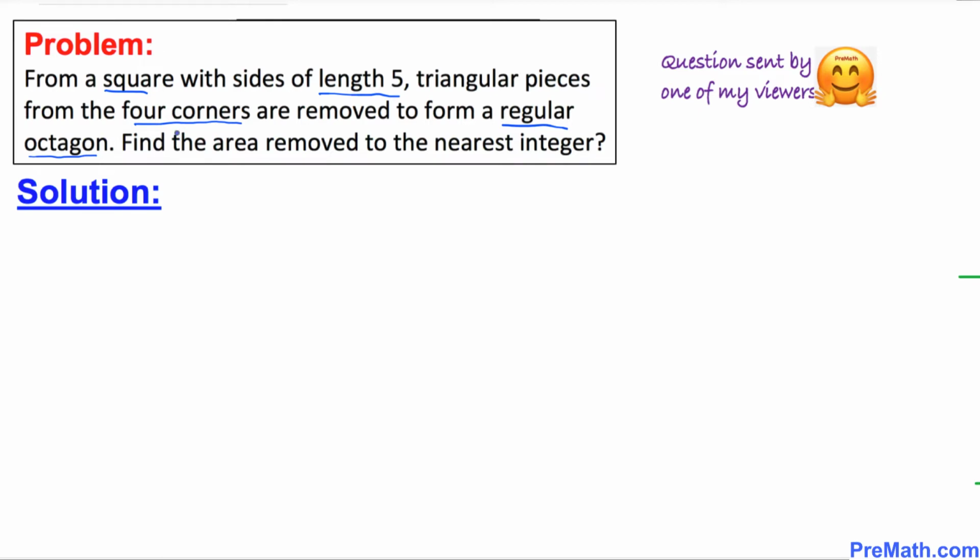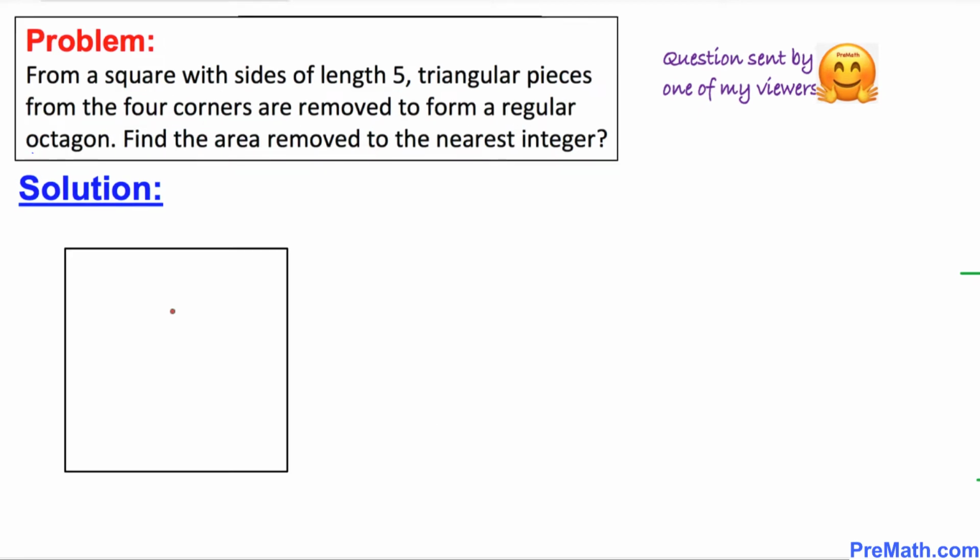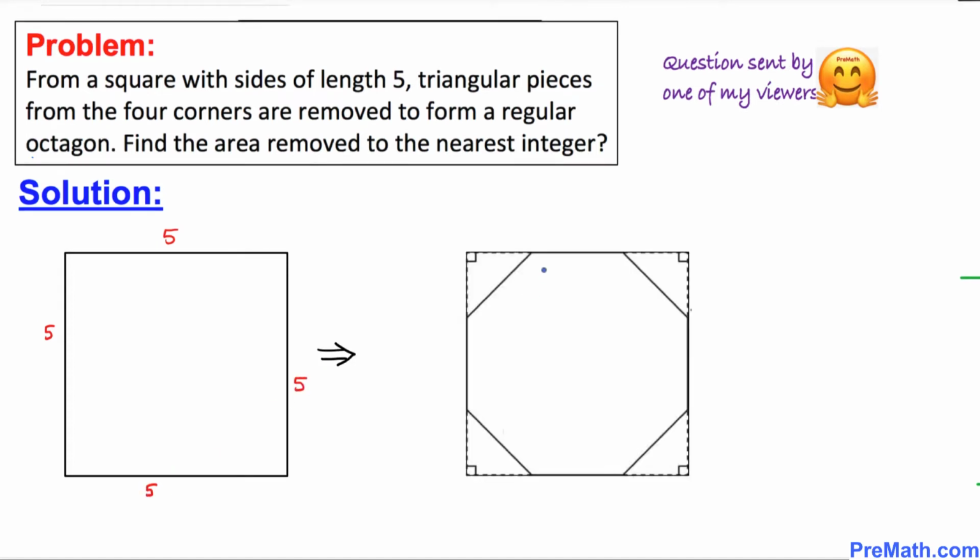The very first thing: here is our square shape, and we know that each side is 5 units. So far so good. And here is our square that has 4 triangular pieces on the corners cut in order to get us equal sides of a regular octagon. As you can see, these sides are equal, so be careful with these sides being equal.